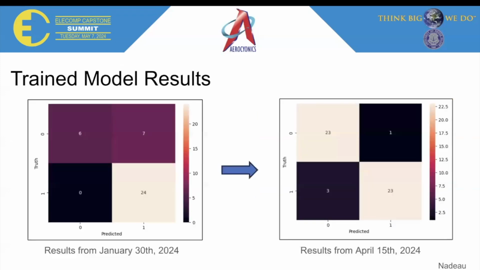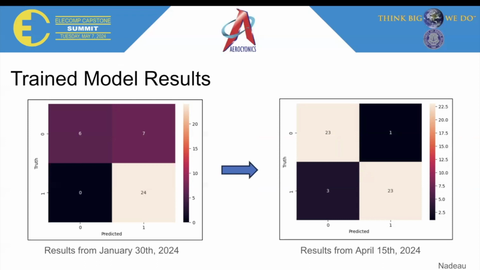Here are some of our trained results from the model, one result being from January 30th and one being from April 15th. What you're seeing here are two confusion matrices, and how you read these is in the top left is a true negative, and in the bottom right is a true positive.